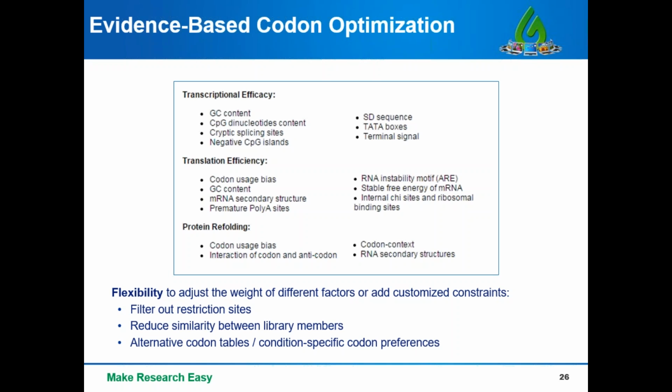And here at GenScript, we actually have an OptimGene codon optimization tool that is ideal for this. With our tool, you're able to filter out specific restriction sites for any downstream applications you might have. You can reduce similarity between library members if you're constructing a gene library. And you can use alternative codon tables and condition-specific codon preferences, all aimed at tailoring your codon optimization experience towards your specific experiment. So these are all things to keep in mind, and GenScript's OptimGene tool can help you reach these goals.